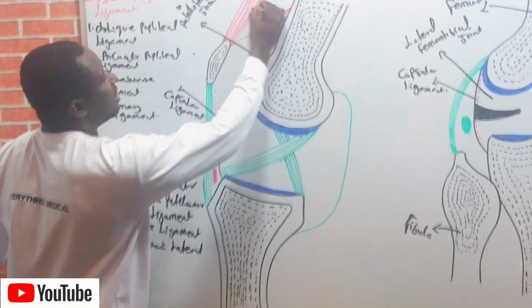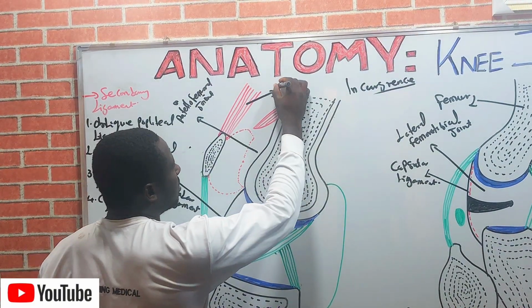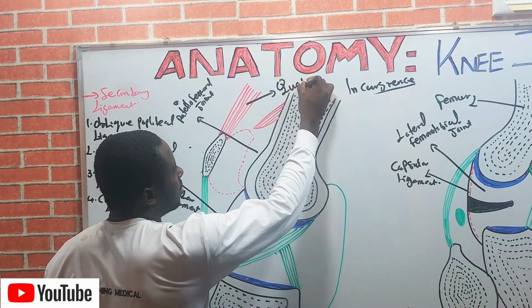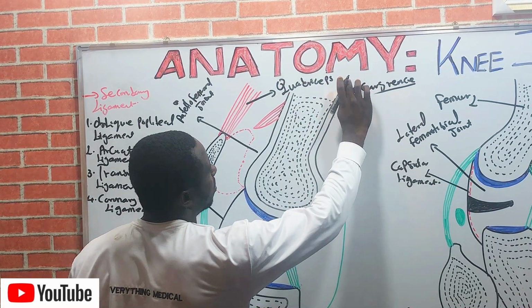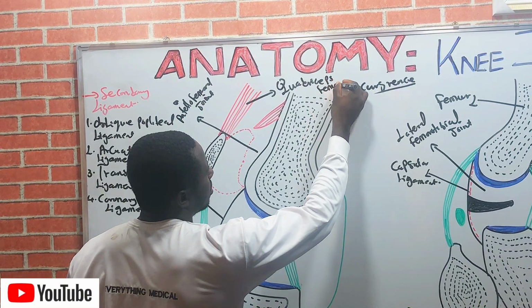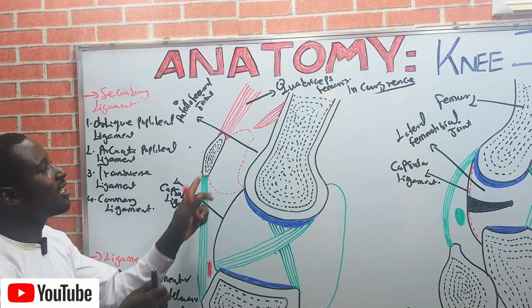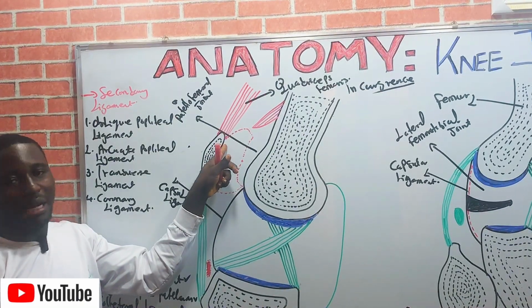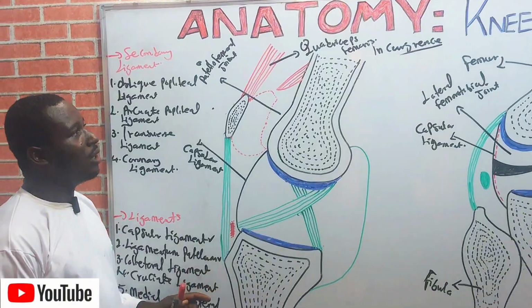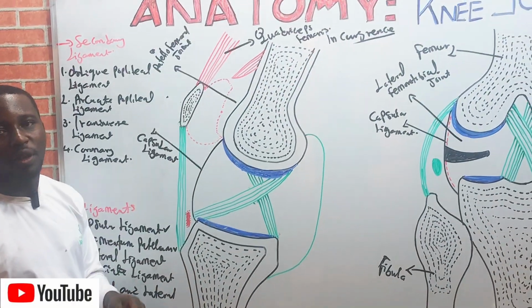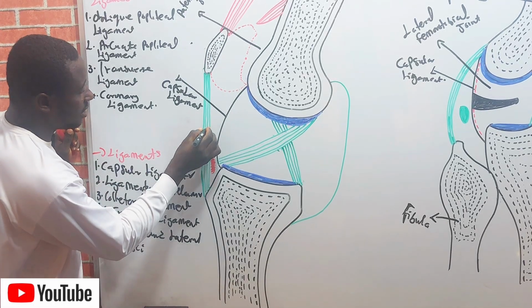Now, this is the quadriceps femoris muscle. So the tendon continues because it inserts at the patella. And that is why we can call this ligamentum patellae the tendon of the quadriceps femoris muscle.